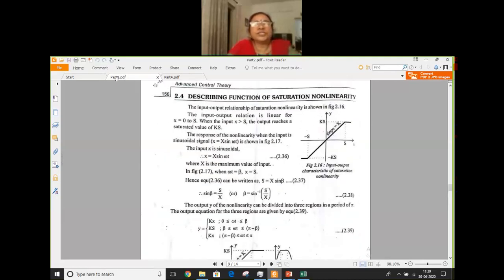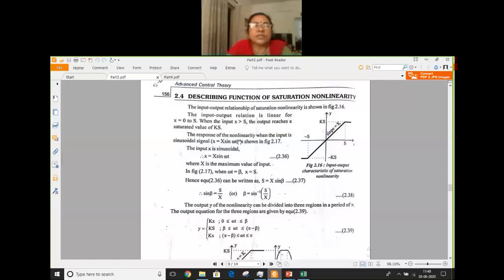So, the describing function of saturation non-linearity. This is a figure. The input output relationship of saturation non-linearity is on this figure. The input output relation is linear for x equal to 0 to s. Input is along the x-axis. From 0 to s, the output you can see is linear. When the input x is greater than s, the output reaches a saturated value ks and it maintains that particular value.